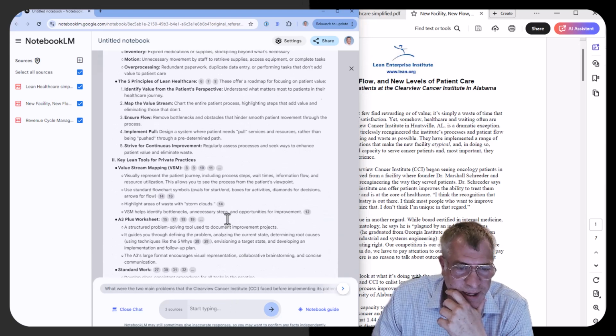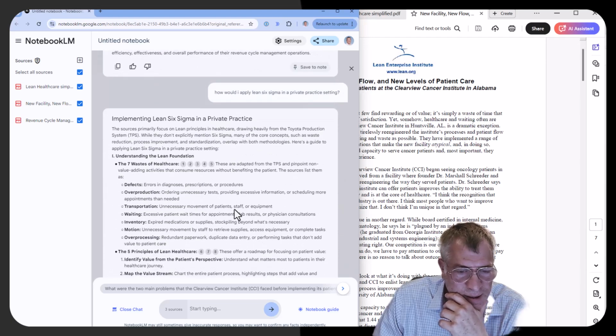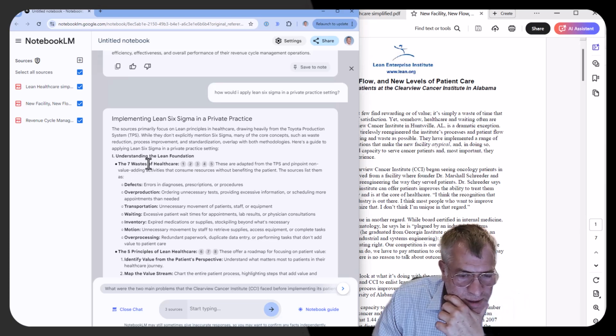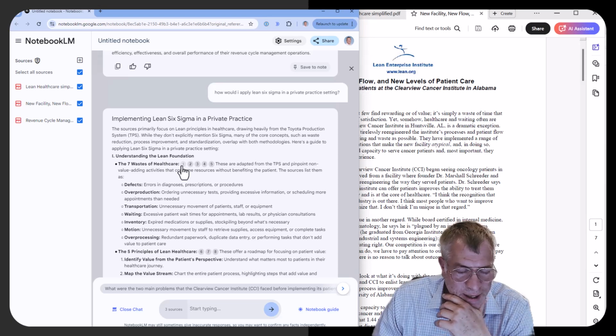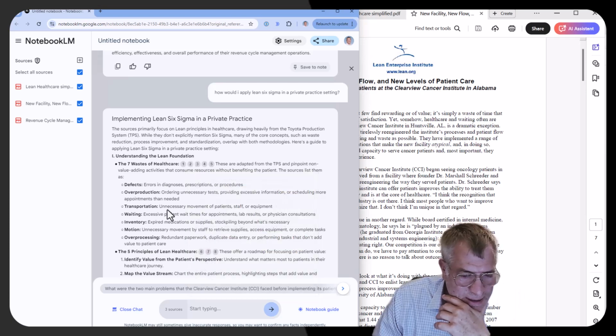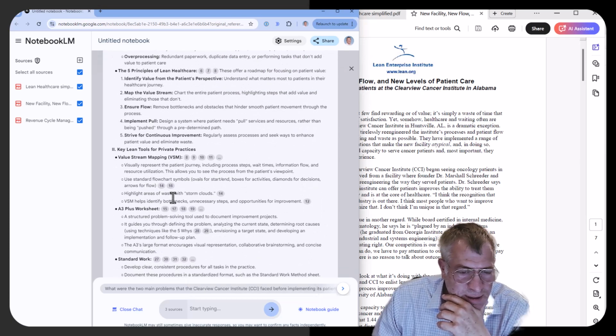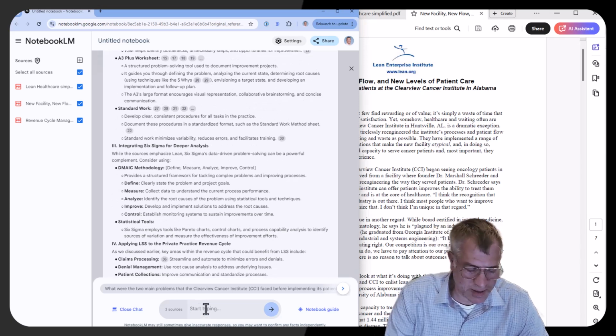So it gave me an answer, and wow, this is a long, qualified answer. So understanding the lean foundation, what are the principles of, for instance, the 7 ways when you apply them to healthcare, and in each one of them, it gives you reference to one of the documents. Principles, value stream mapping. So this is how it would apply. Let's ask something more specific.